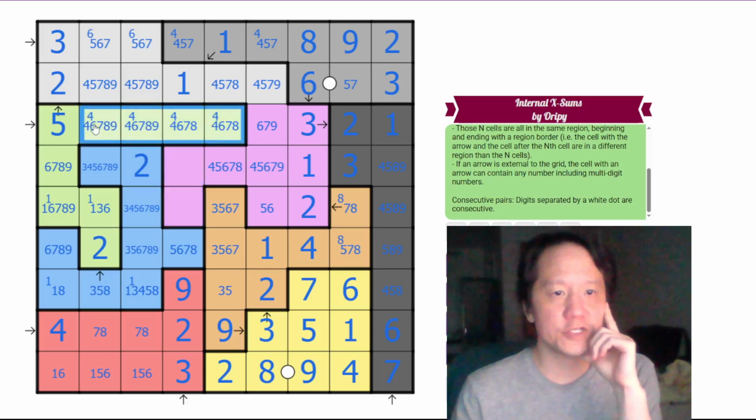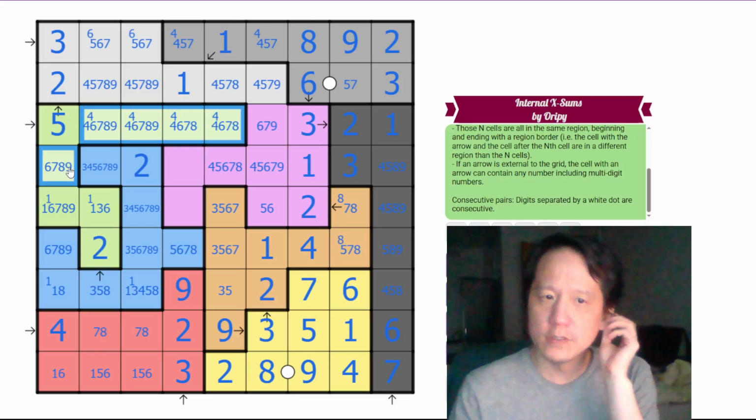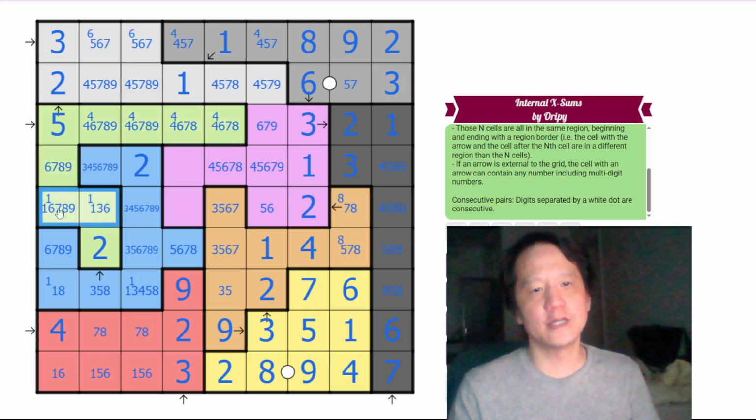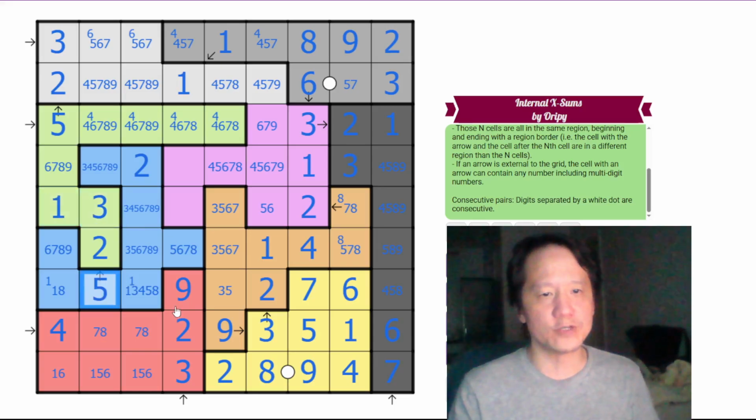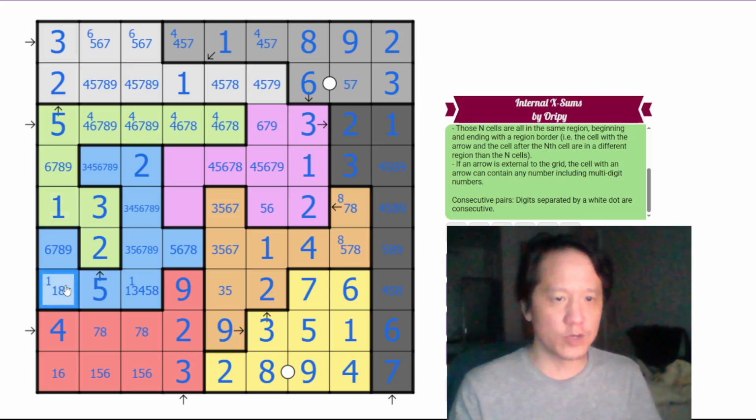We have a 4, 6, 7, 8, 9 quintuplet in the green region. So this cannot be 6, 7, 8, 9 here. So this has to be 1, this has to be 3, which forces this to be 5. This 1 eliminates 1 here, so this is an 8. This 1 eliminates 1 here, so this is 6.